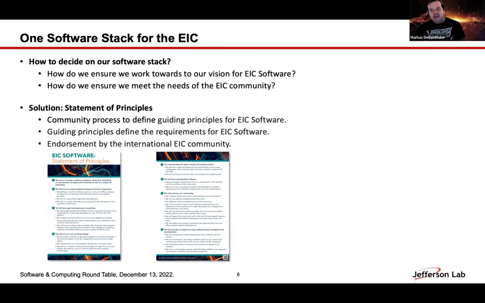So how to do that? It's very good already to have this goal. We want to have one software stack, but then of course people come and say, this is how we should do that, or this is how we should do that. In particular, when we do that, how do we ensure that we work towards our vision of EIC computing? And at the same time, how do we ensure that we meet the needs of the EIC community, which wants to do simulations for physics and detector studies now and does not want to wait until this vision for EIC software has been realized?